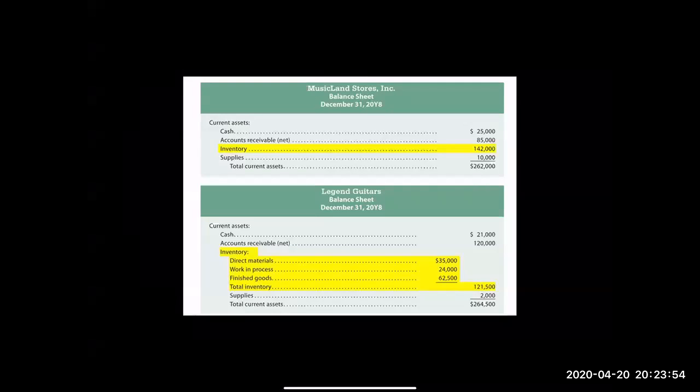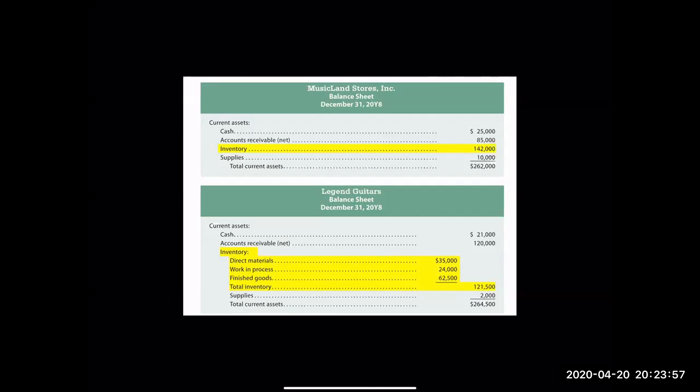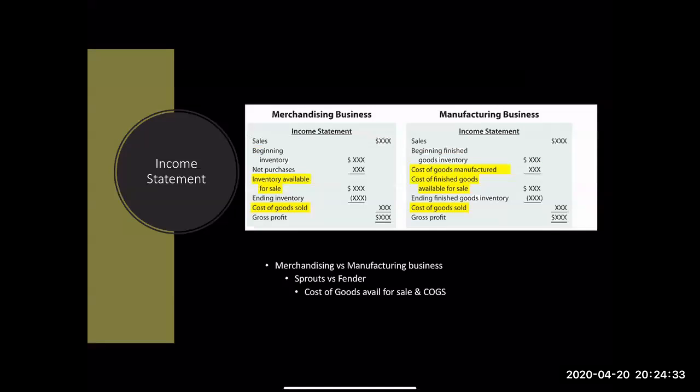This is a good comparison between the two types of businesses. The very top one represents a merchandising business, like a Sprouts, Amazon, or Target. They only have inventory, and that's how it's listed on their balance sheet. When we're talking about Legend Guitars or Tesla or Apple, they have the three different types of inventory as listed here: direct materials, work in process, and finished goods. Adding all of those together gives you your total inventory. Hopefully that made sense to you guys. Now we're going to take a look into the income statement.